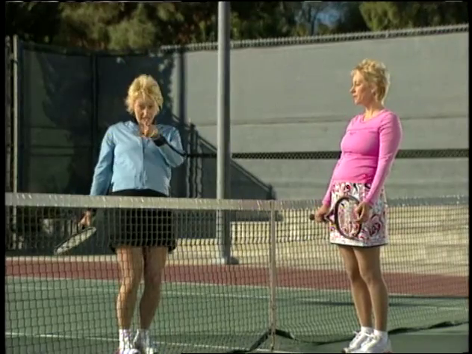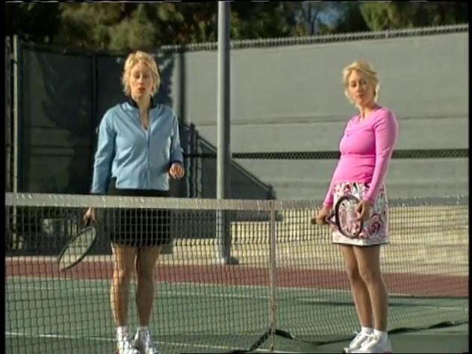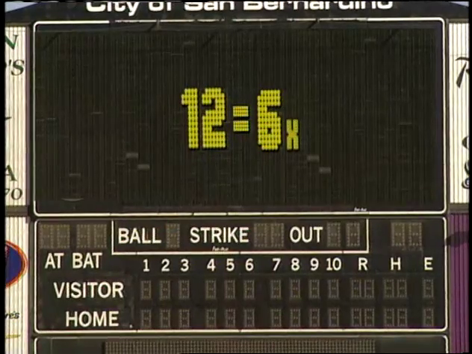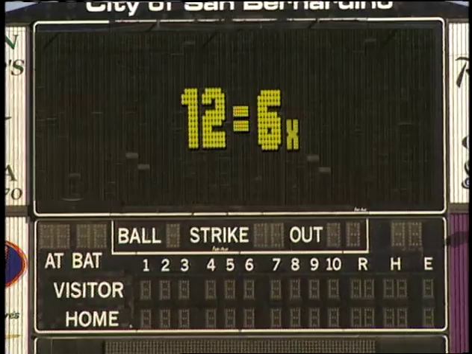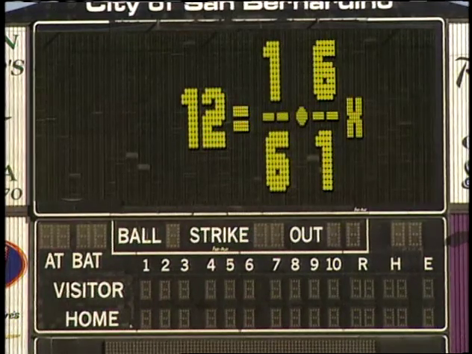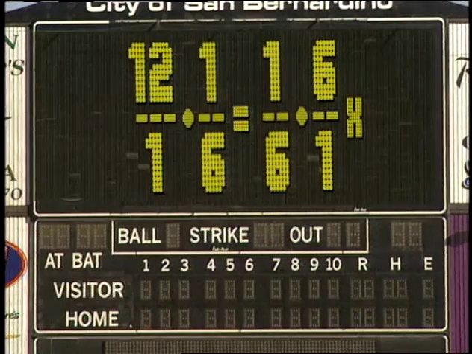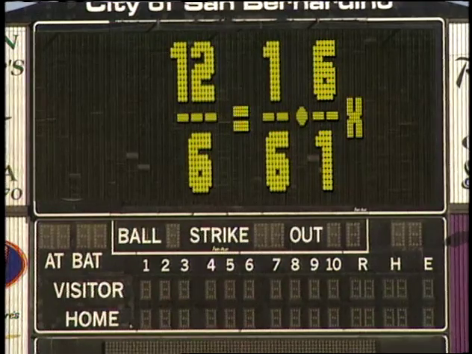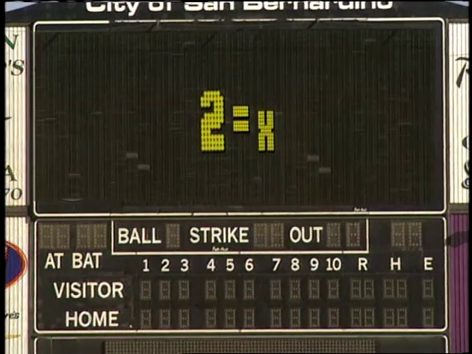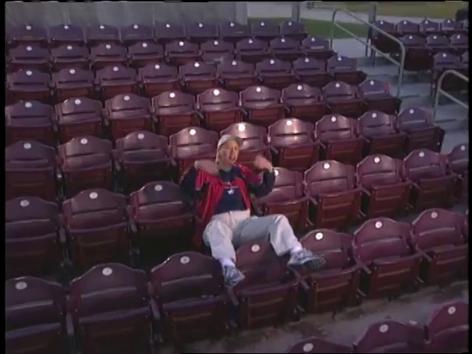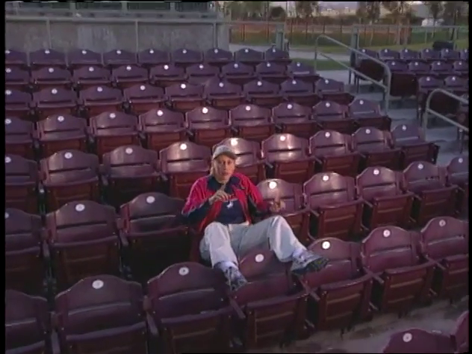Oh, this is sort of the neat part here. Let's say we have 12 equals 6x. To isolate the x, get rid of the 6. So we multiply that side by 1 over 6. But we have to multiply both sides by 1 over 6. 12 over 1 times 1 over 6 is 12 over 6, which reduces to 2. And we get 2 equals x. Voila!